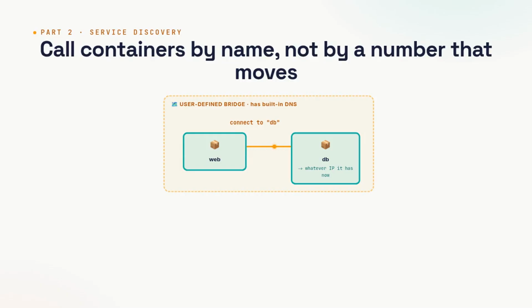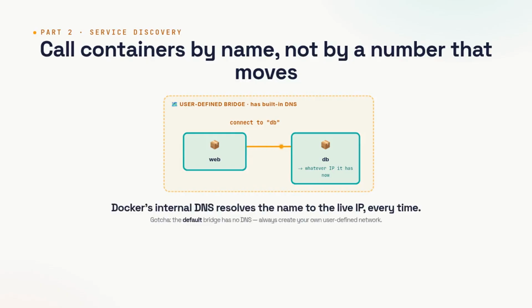One critical gotcha, and it trips up beginners constantly. The built-in default bridge does not give you name resolution. You only get DNS on a user-defined network you create yourself. So the rule is simple, always create your own network. Then you get names for free, and you never touch a container IP again.